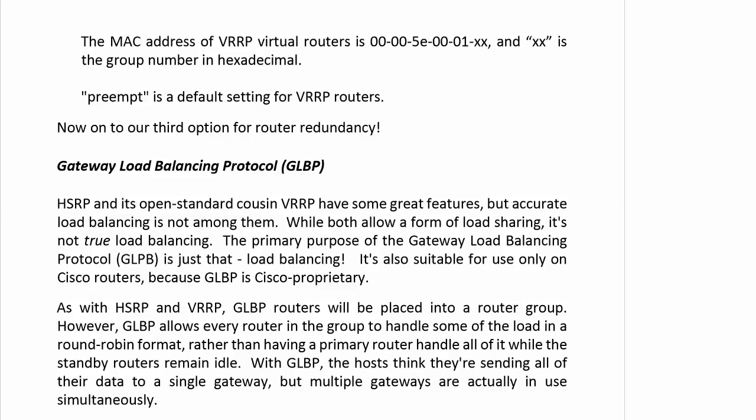Now, the concepts that are the same, GLBP routers, you're going to take them, you're going to put them in a router group. And you're creating, again, a pseudo router. But a major difference is that GLBP allows every router in the group to handle some of the load. And by default, that is in a round-robin format. And you'll see what I mean by that here shortly. Now, with HSRP, of course, we know by default you have the primary router handling all the workload and the standby routers remain idle.